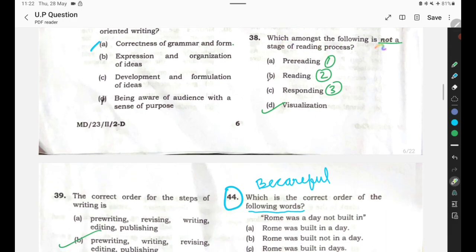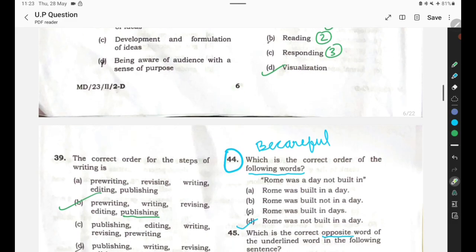Which amongst the following is not a stage of the reading process? Visualization. All of these stages are part of the reading process, okay? Like pre-reading, reading, and responding. For example, pre-reading, before reading, we are just skimming that chapter. And then we start to read. After reading, we engage with students for their response. We ask them, what did you understand from these chapters? That is called responding. But visualization is not a part of the reading process.